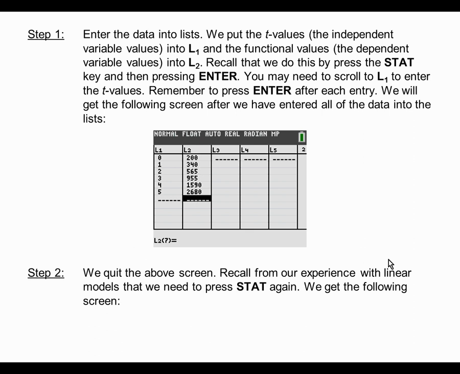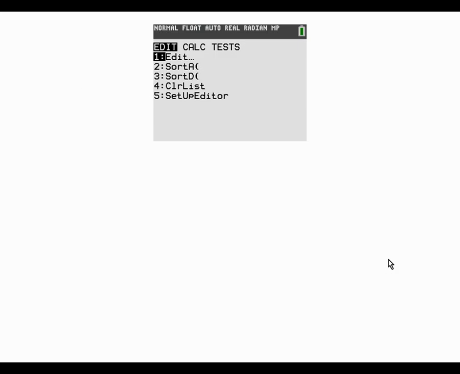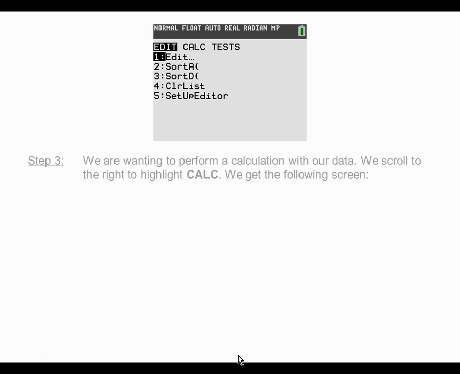Step 2, we quit the above screen, which we already did. Now recall from our experience with linear models that we need to press the stat key again. Okay, so we're going to get the following screen. And remember, since we're trying to find a regression model, that means we're doing a calculation, C-A-L-C. So step 3, we're going to perform a calculation with our data. We scroll to the right to highlight calc, and you get this screen.